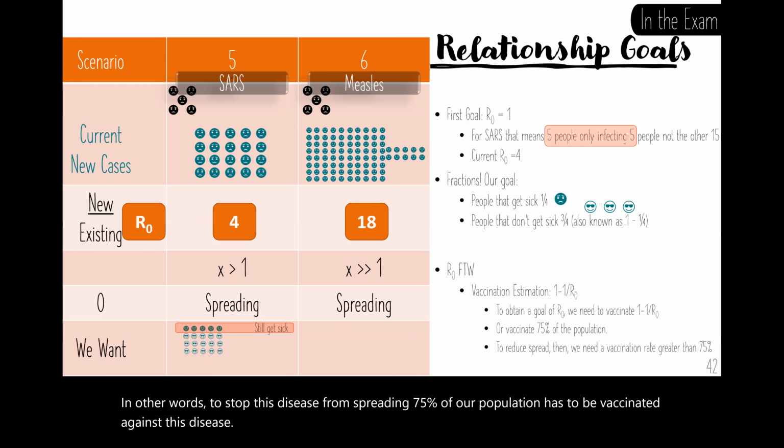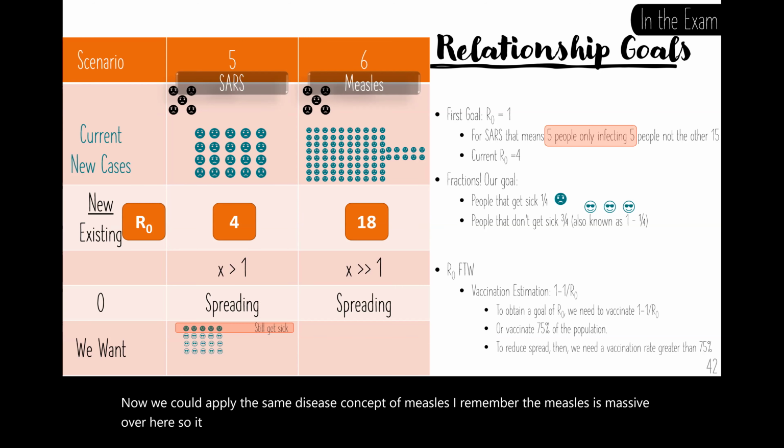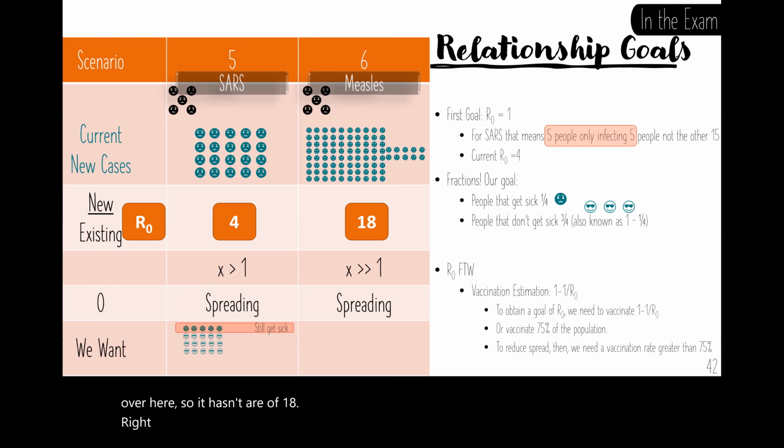Now we could apply the same disease concept to measles. Now remember, the measles is massive over here. So it has an R naught of 18, right? So a much bigger number.